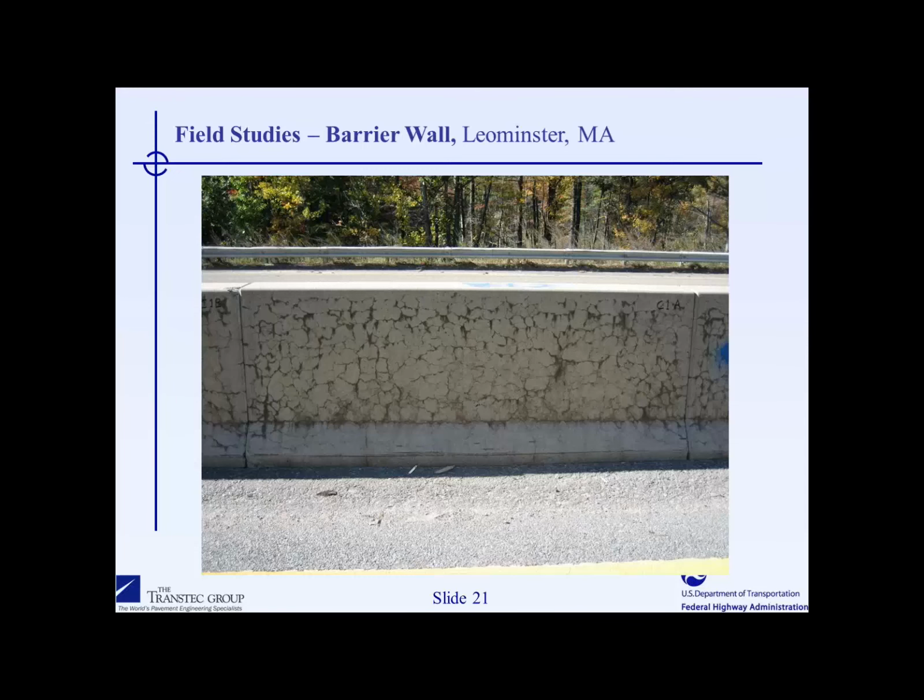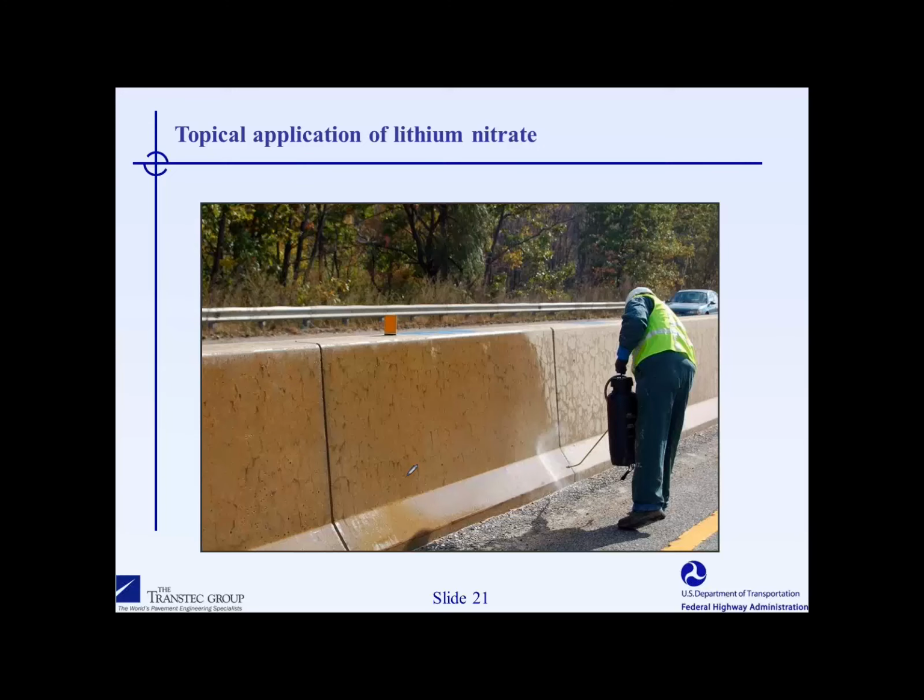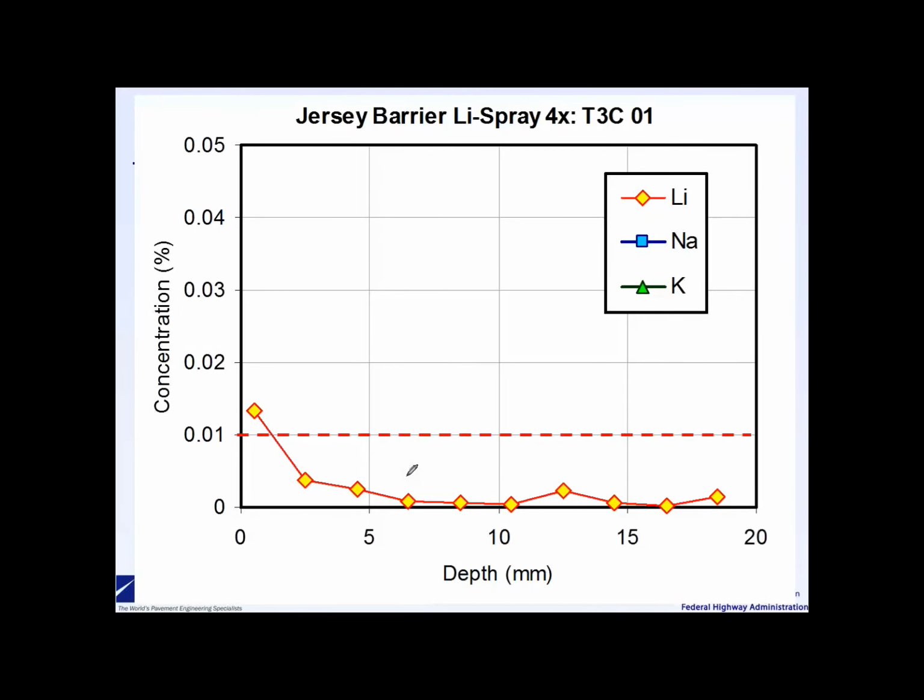We also did topical applications on the highway barrier in Boston. This is the same barrier that I showed previously that showed very good results with regard to silane application. And what we did is we sprayed topically lithium nitrate, and we sprayed it 1 time, 2 times, all the way up to 4 times. And we also tried to vacuum it in under pressure by hiring a contractor who had done a lot of vacuum impregnation for concrete repair jobs in the past. I'll first show the data for the topical application and then that for the vacuum impregnation technique.